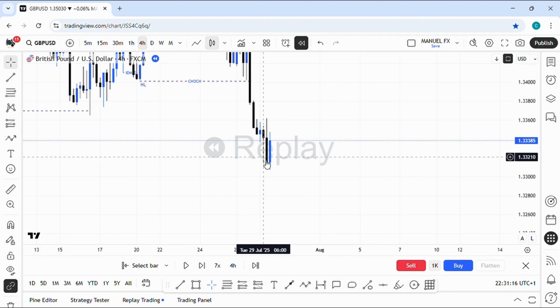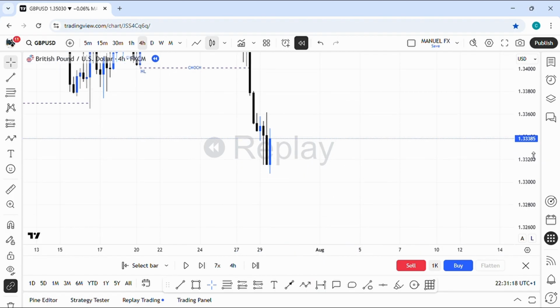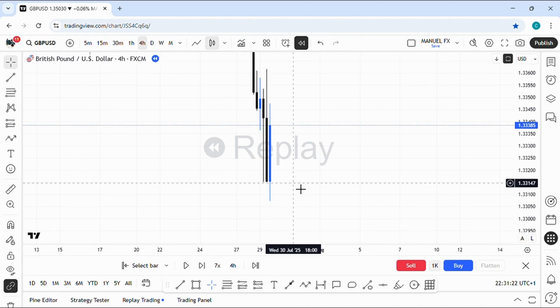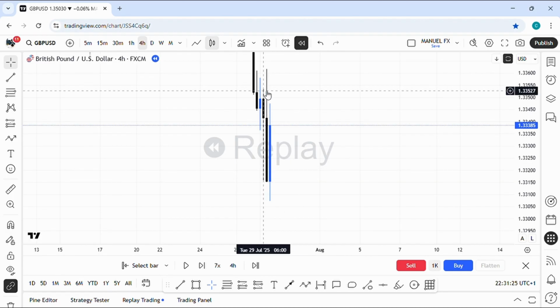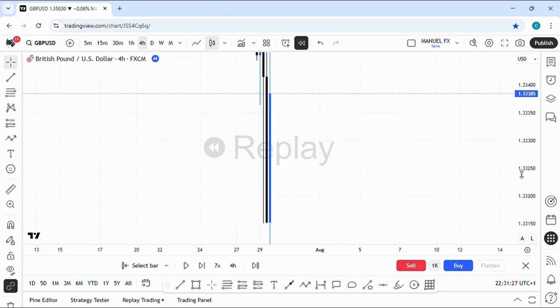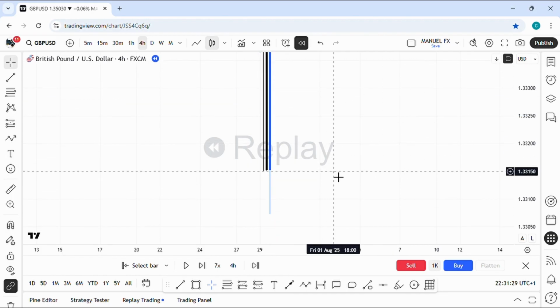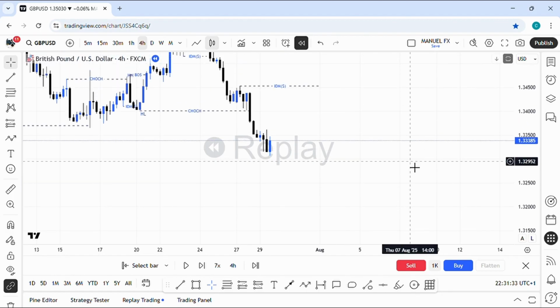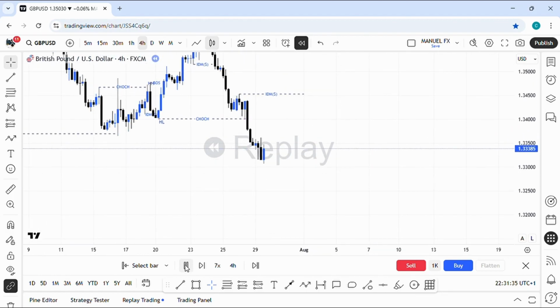This is the highest candle. The high was broken, but the low wasn't broken. So this is not a valid retracement. So we'll play price again to see what price is doing.